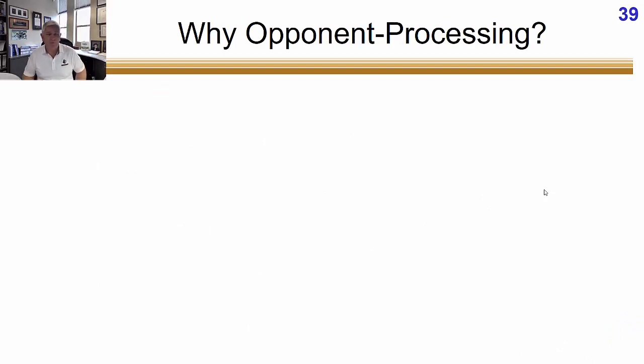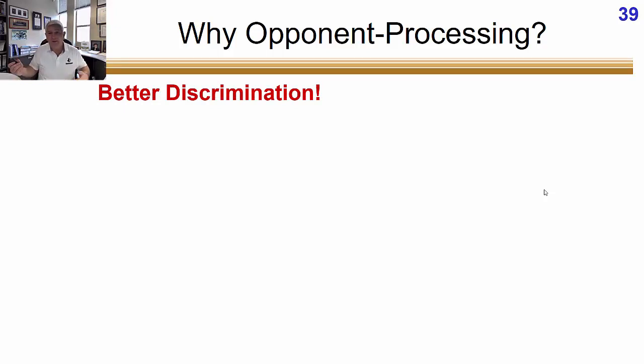Why do we have opponent processing? Well, it allows us better discrimination. For one thing, we go from having 3 signals, blue, green, and red, to having 4 signals, blue, green, yellow, and red, right? And the opponent processing part actually creates more separation. The fact that green is in between yellow and blue, the opponents, and that yellow is in between red and green creates more separation.